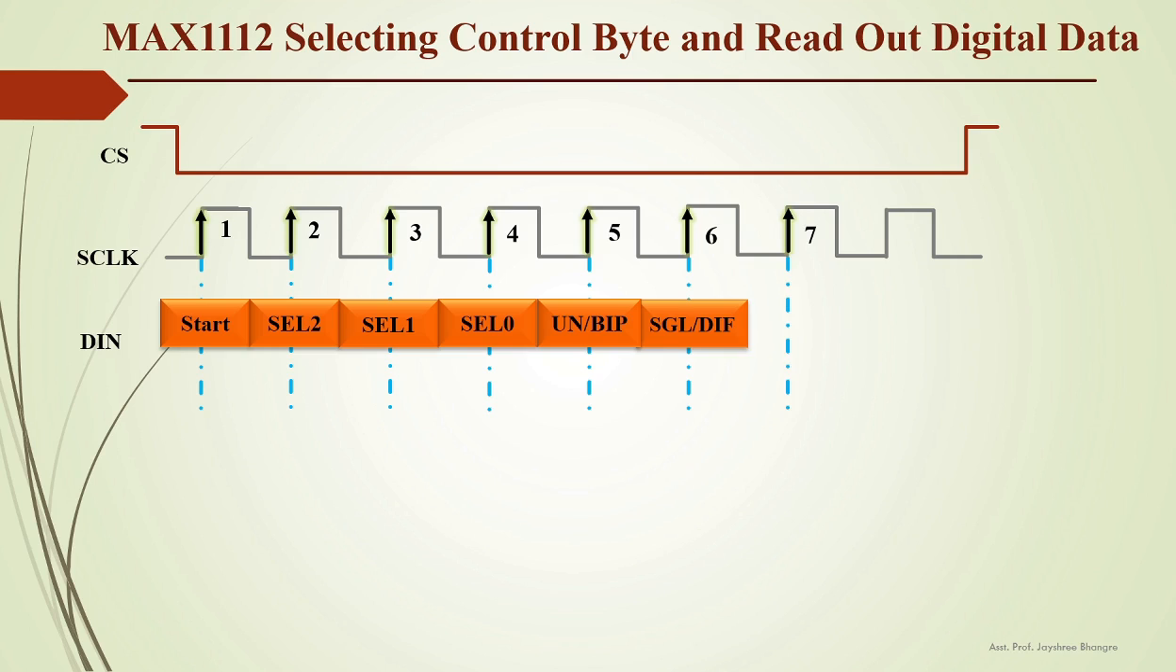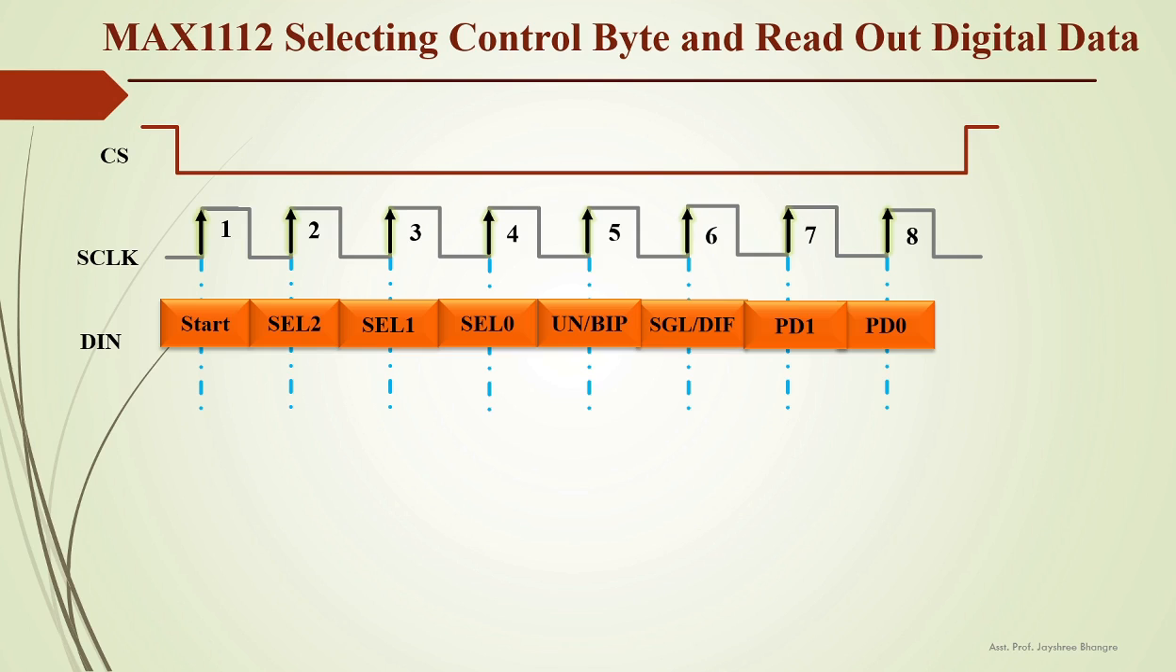For the seventh clock pulse, the PD1 bit is sent, and at the eighth clock pulse, the last bit or LSB bit, that is PD0, will be sent to the ADC. So in this way, we can send the 8 bits of a control byte. Using these clock pulses, or a serial clock, we can send one bit at a time, and this control byte will be sent to the ADC bit by bit.